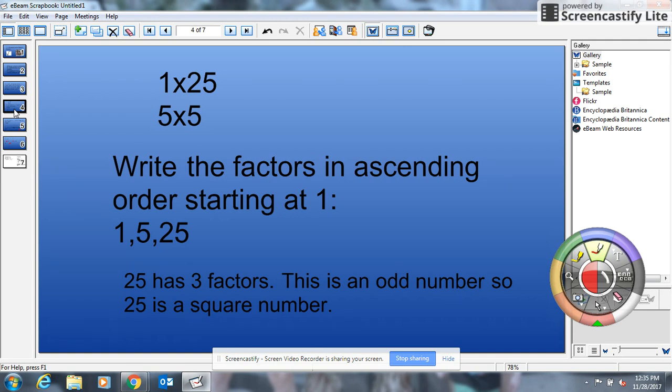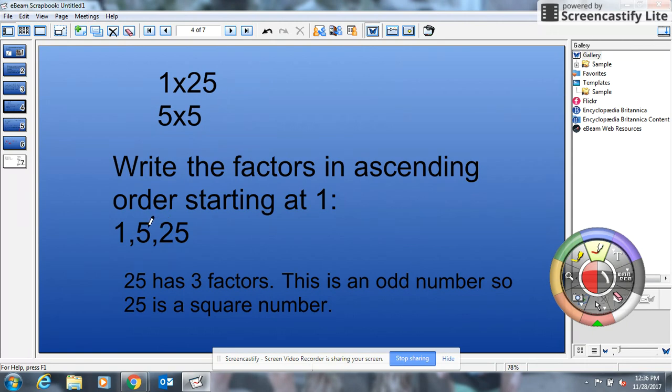So once we've figured out what all the factors of a number are, we can then check to see if it's a perfect square or a square number. So write the factors in ascending order starting at 1. Ascending means from smallest to greatest. So in this case, the factors are 1, 5, and 25.